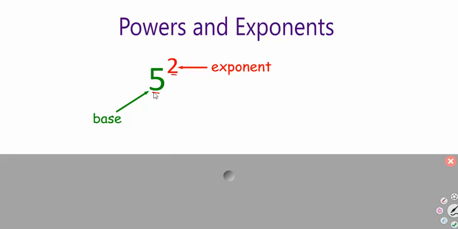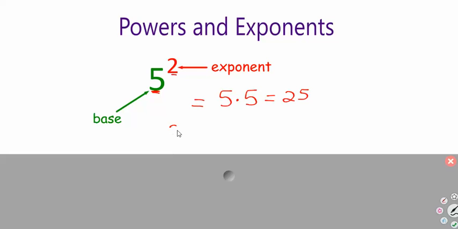All this simply means is my base number, this is my base, this is my exponent. The exponent tells me how many of those base numbers I'm multiplying. So 5 to the second power actually means 5 times 5. It means that I'm multiplying my base, 2 of them, okay? So the answer to that would actually be 25, okay?